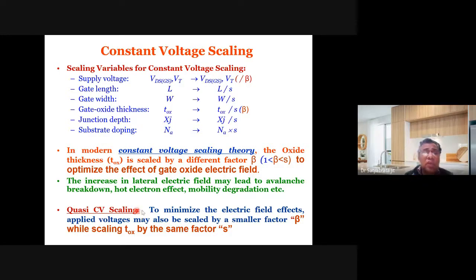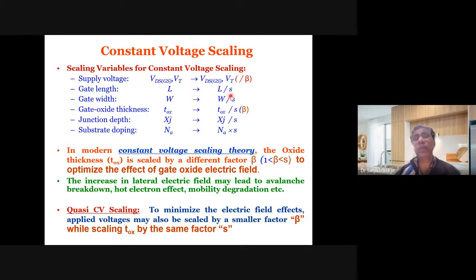Now another one considered was quasi voltage scaling. Here a different factor beta is used, again smaller than S. The gate oxide thickness is already very small, so it should not be reduced drastically. S is applicable for other dimensions but not for oxide. For oxide we can use beta scaling. So that is quasi constant voltage scaling. These are some kinds of modernization, but the actual constant voltage scaling is there.